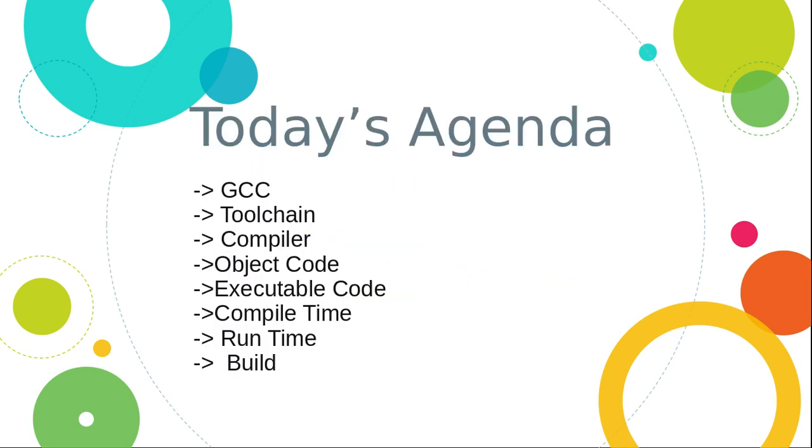Today's agenda will be: all people here talk about GCC and its internals, but no one knows what GCC actually does. You know that GCC is used for compiling the code. So is GCC such a compiler, or is it more than that? Second, toolchain, what is a compiler, what is object code, what is executable code, and other things as mentioned on the screen, you can see it.